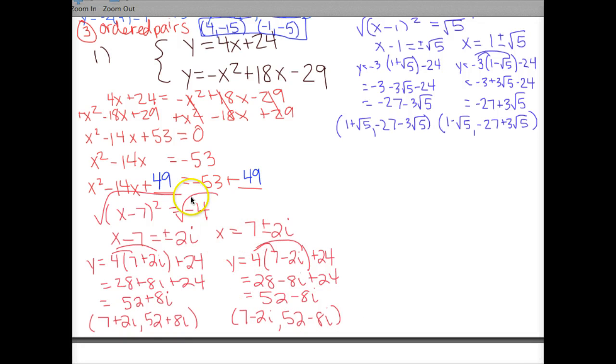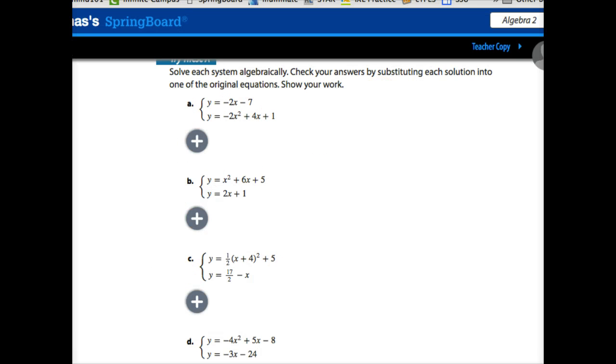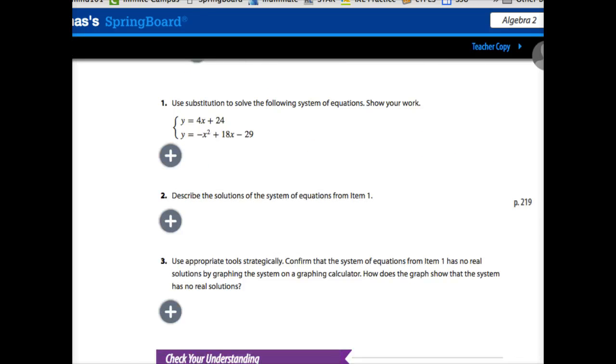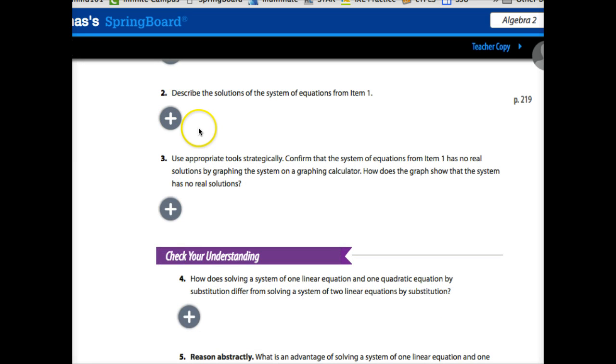All right, turn the page to page 219. And number 2 asks you to describe the solutions of the system of equations that we just did here. So think about it for a second. And what would be the most appropriate description for those solutions that we have there? So hopefully you decided that you either said that the solutions were complex or that they were imaginary, which is the type of solutions that we have. So if you wrote that they are imaginary or they are complex, that's great. I also want you to add the system has no real solutions, because I want to point that out.